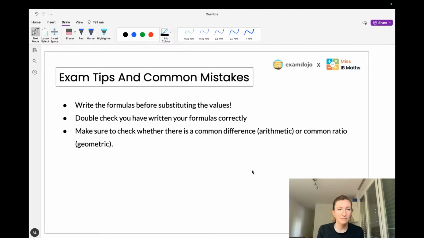Okay, so just some exam tips. Write the formulas before substituting the values. I see so many students who don't do this, and then they get the formula wrong, or they substitute incorrectly, or they are not sure how to answer the question or choose the wrong one. So write the formula first. Double check you've written them correctly, and decide whether there is a common difference or a common ratio. So which of these formulas am I going to be using?